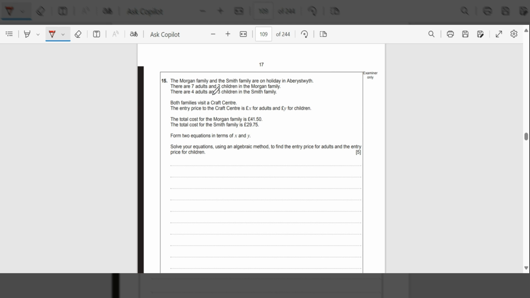There are 7 adults and 2 children in the Morgan family. The cost for the Morgan family is £41.50. There are 4 adults and 3 children in the Smith family. The cost for the Smith family is this. It says use X for adults and Y for children. So there are 7 adults plus 2 children in the Morgan family, and the cost is £41.50. Then there are 4 adults and 3 children in the other family, and the cost is £29.75.